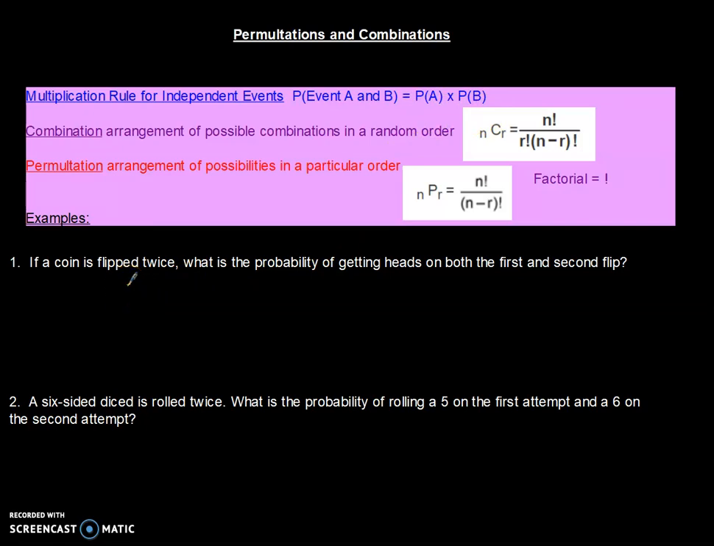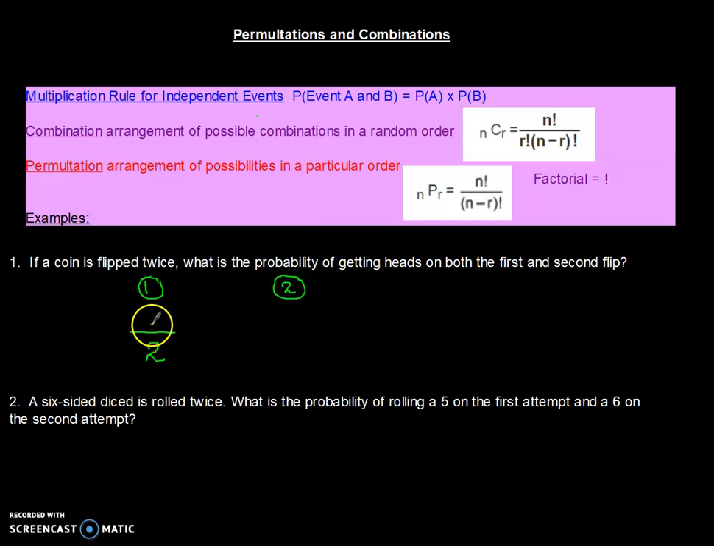And the first two examples are examples of two independent events. So for instance, if a coin is flipped twice, what is the probability of getting heads on both the first and the second flip? When you flip a coin, the second flip does not depend on what happens on the first flip. So total would be the denominator. There's two options. You have heads or tails.